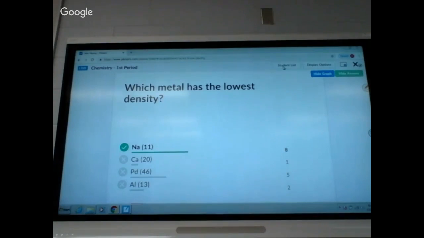Lowest density has to be where? Group 1. So group 1 would be sodium. All right, the highest would be the P or D block, which is palladium, which is where the other 5 of you fell because you picked the highest. And then the 3 outliers there, I don't know why y'all are in calcium and aluminum because y'all are in the middle. All right?